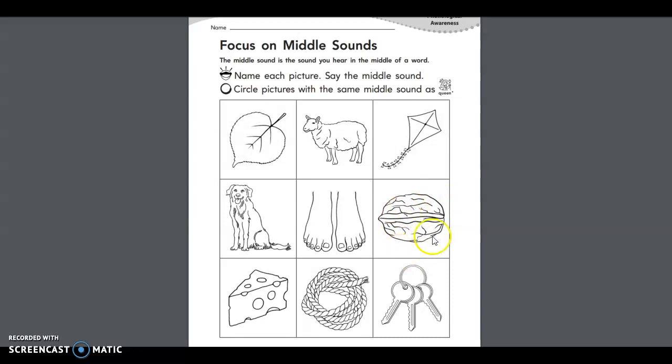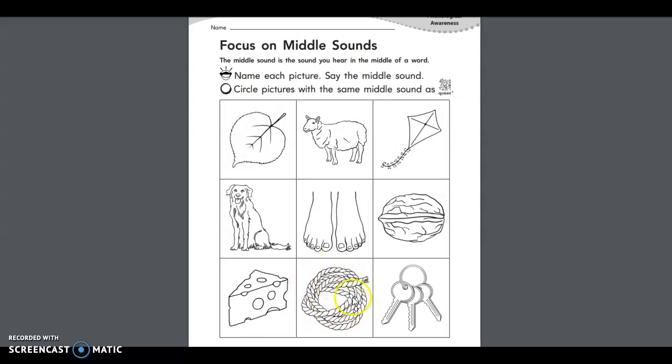Nut. Circle it if it has the same middle sound as queen. Leave it alone if it doesn't. Okay. Cheese. Circle it if it has the same middle sound as queen. Leave it alone if it doesn't.